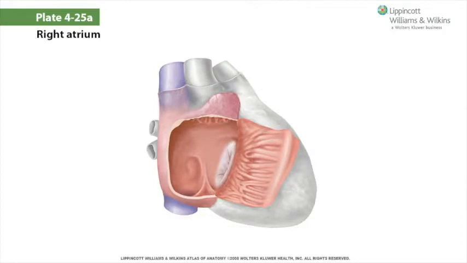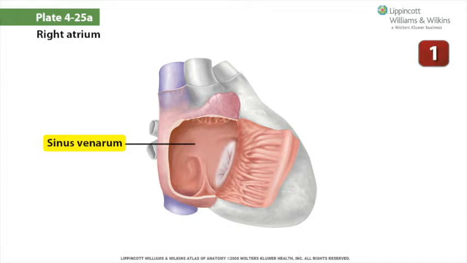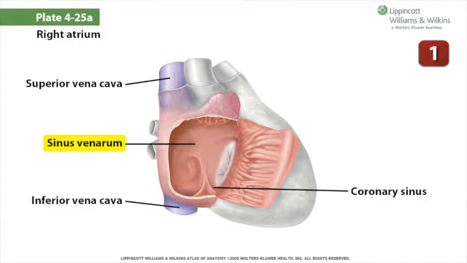When development is complete, the right atrium has a smooth posterior wall and a muscular anterior wall. The smooth-walled portion of the right atrium, which is derived from the sinus venosus, is called the sinus venarum. It receives the superior and inferior vena cava, the coronary sinus, which drains deoxygenated blood from the heart, and the anterior cardiac veins, which drain deoxygenated blood from the anterior wall of the right ventricle.